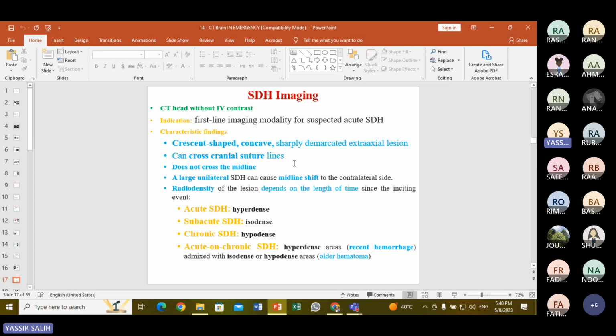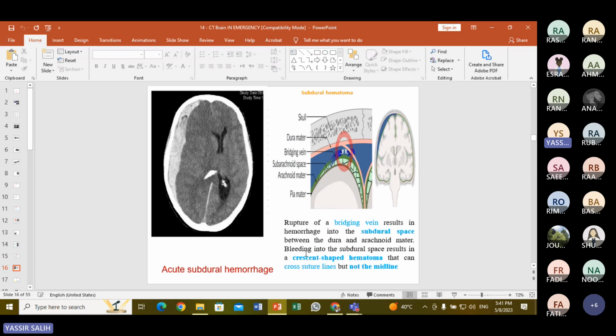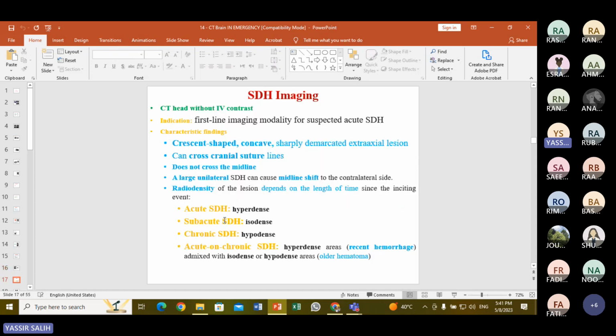The density of the blood: as we said, a subdural hematoma may be acute, subacute or chronic. As we saw, if it is acute the blood is hyperdense. How about the blood in subacute? It will be isodense, of similar density to the normal brain parenchyma. Therefore this is very difficult to diagnose on CT. We do not see the bleeding itself, but we see the mass effect, because the density of this collection is similar to the normal brain parenchyma.